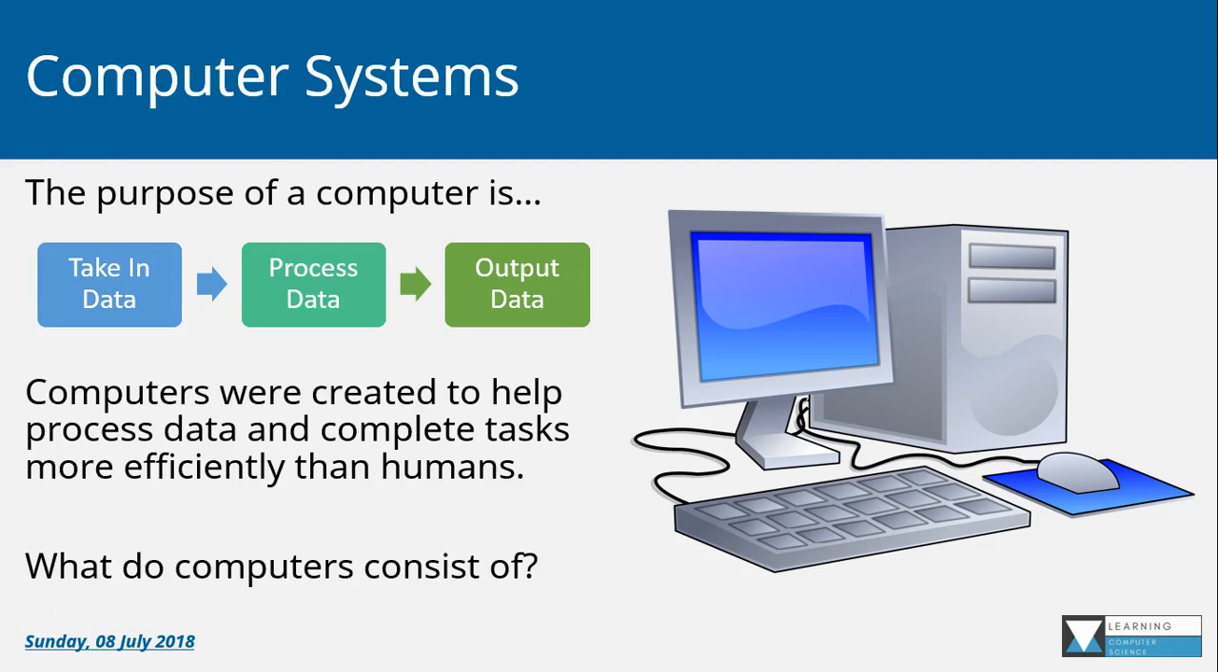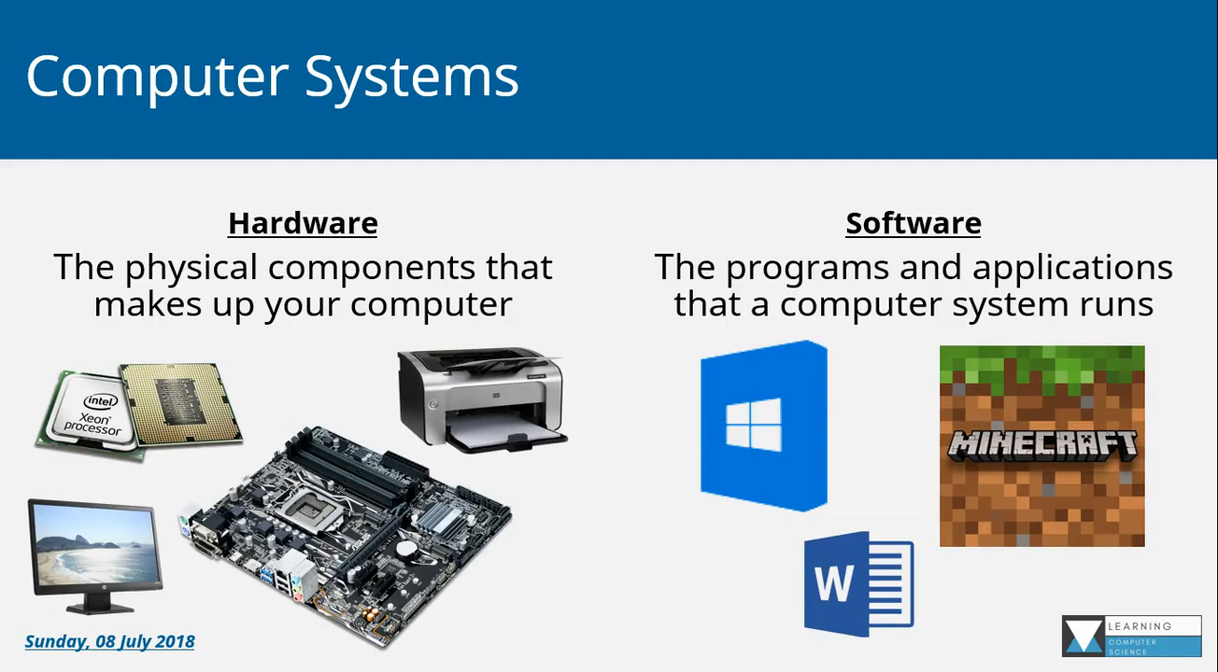So we're going to look at what computers consist of. And it's broken down into two main sections. So we've got the hardware of a computer, which is the physical components that make up your computer. So as you can see here, we've got the CPU, we've got a monitor, a motherboard, and a printer. And I like to think of the hardware as the physical things you can actually touch. It's hard, you can feel it in your hand.